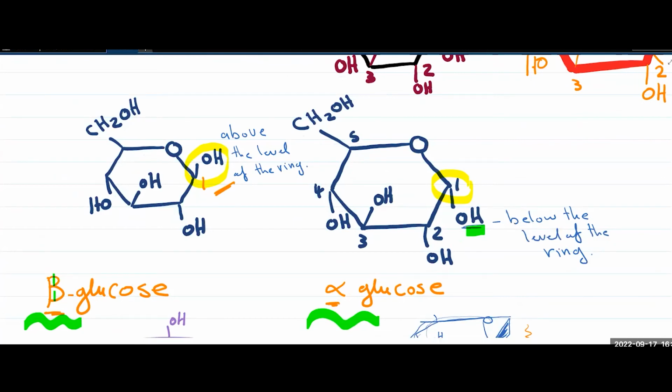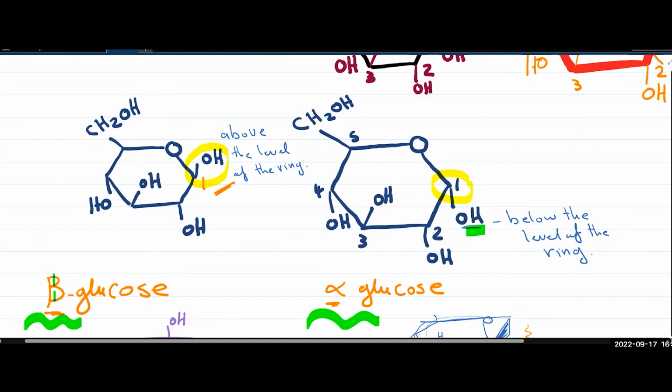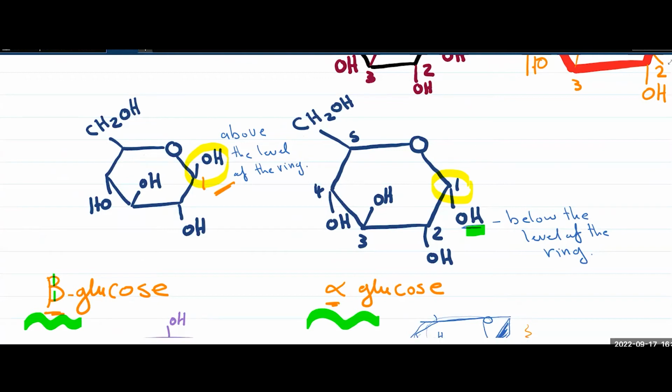They have the same structure, same everything, but the stereo structure of the molecule differs: during the formation of the glucose, the OH could be below the level of the ring, in which case it will be alpha. If the OH is above the level of the ring, it will be beta glucose.